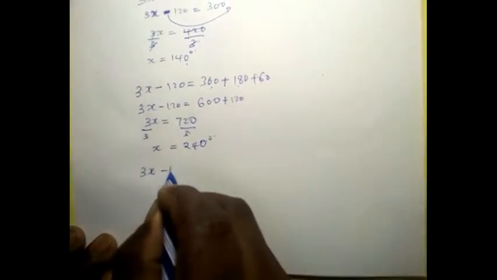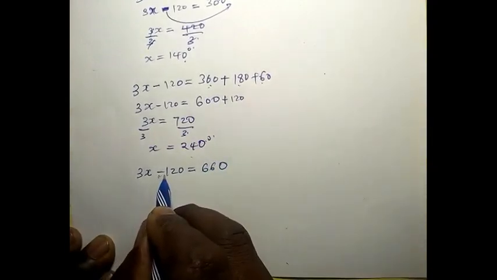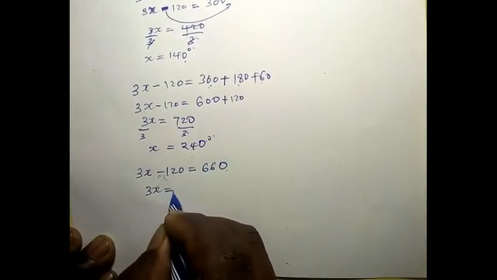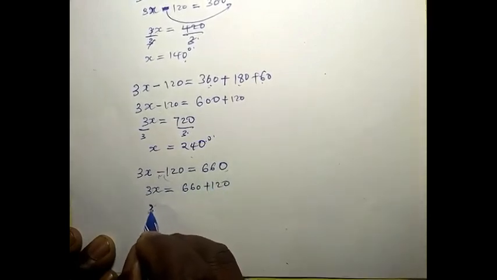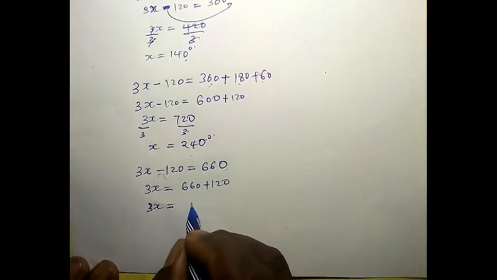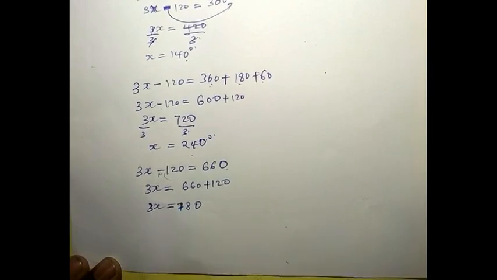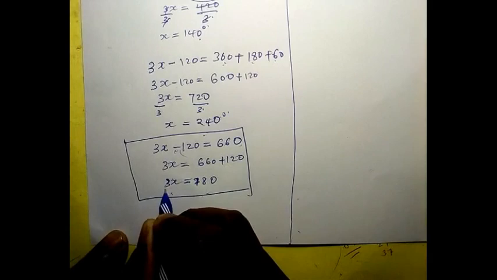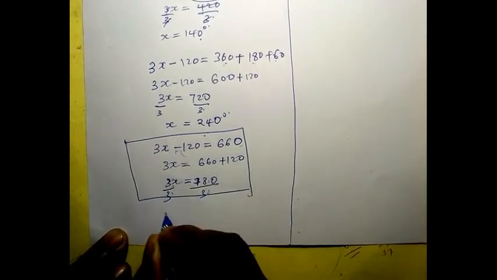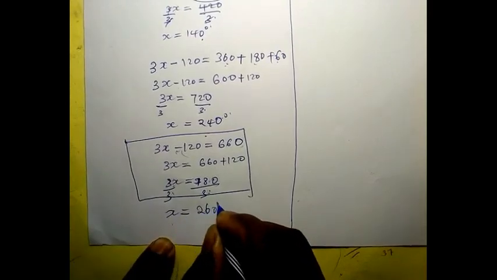3x minus 120 equal to 660. So take this one to this side. 3x will be equal to 660 plus 120. So 3x equal to 780. So 3x is equal to 780. We divide by 3 both sides. So x equal to 260 degrees.